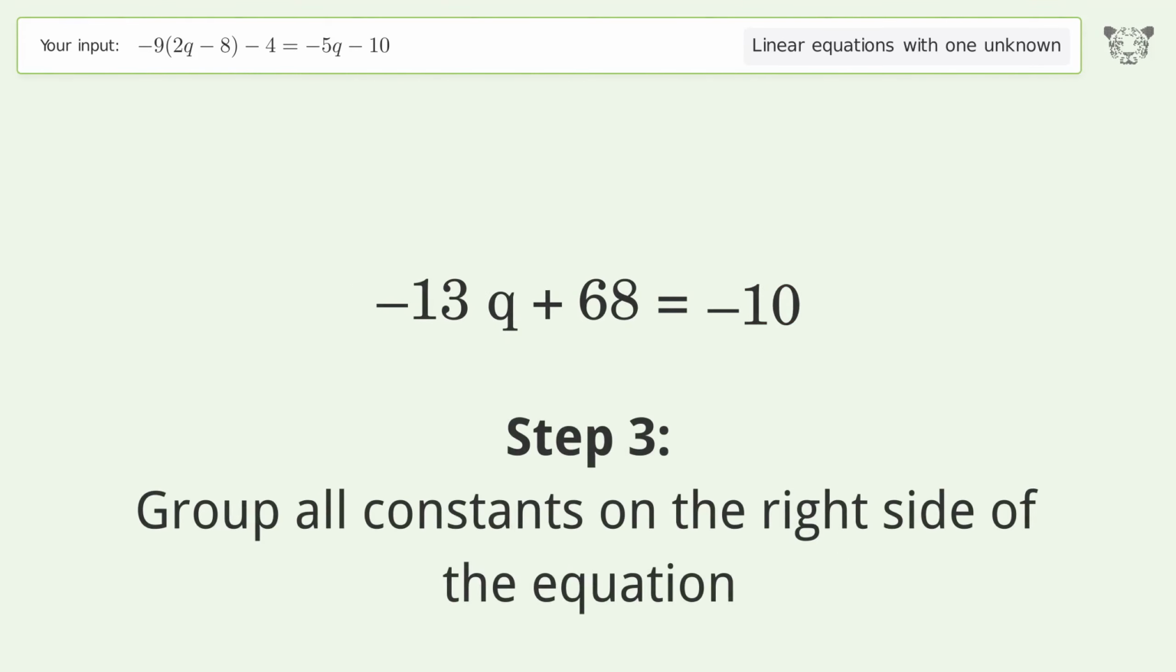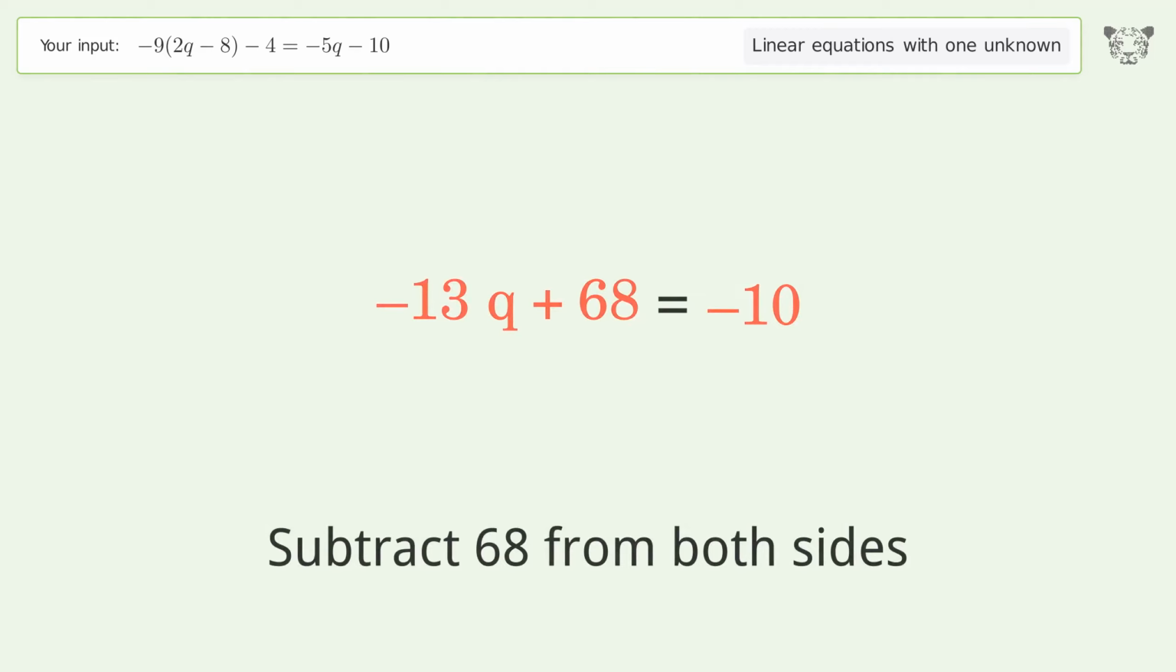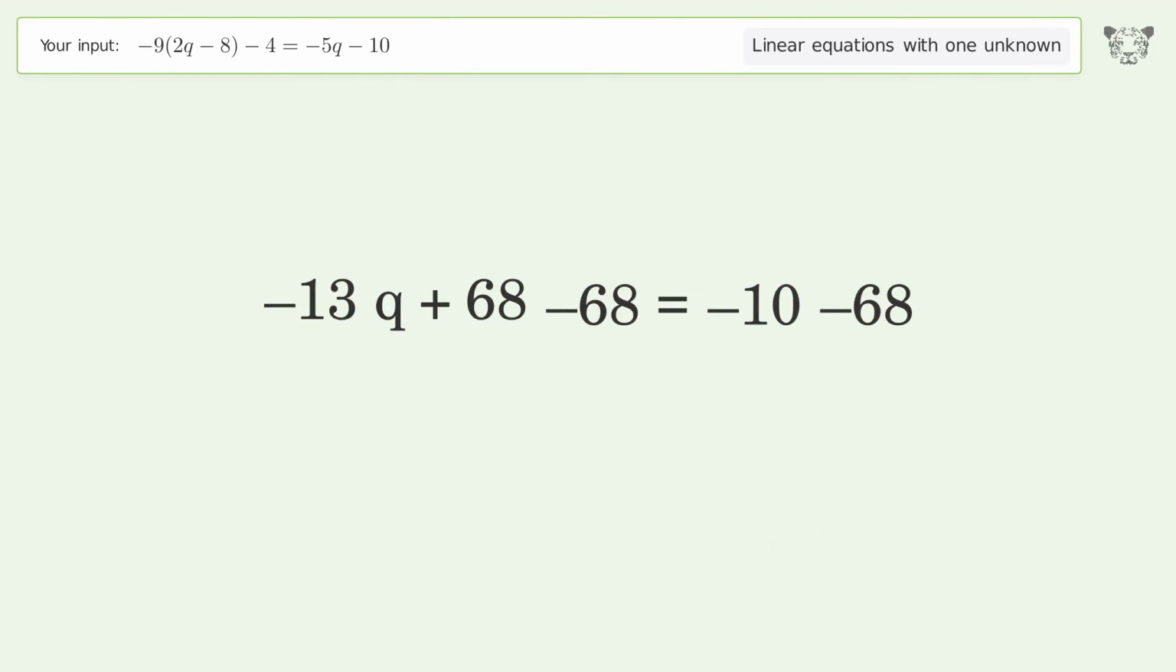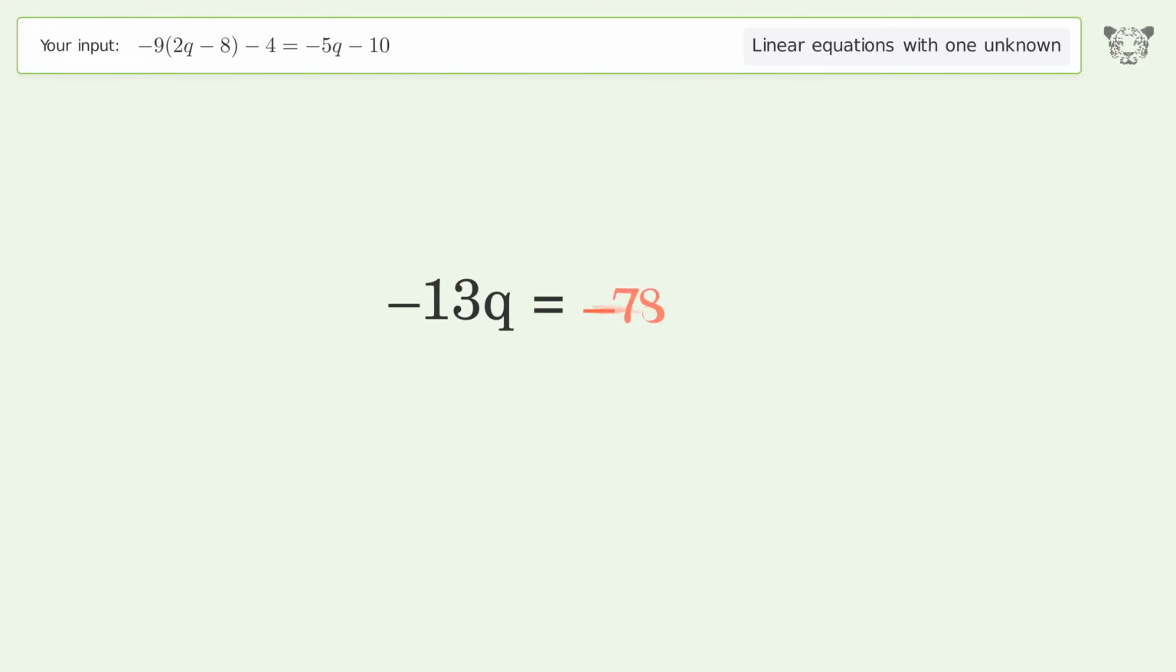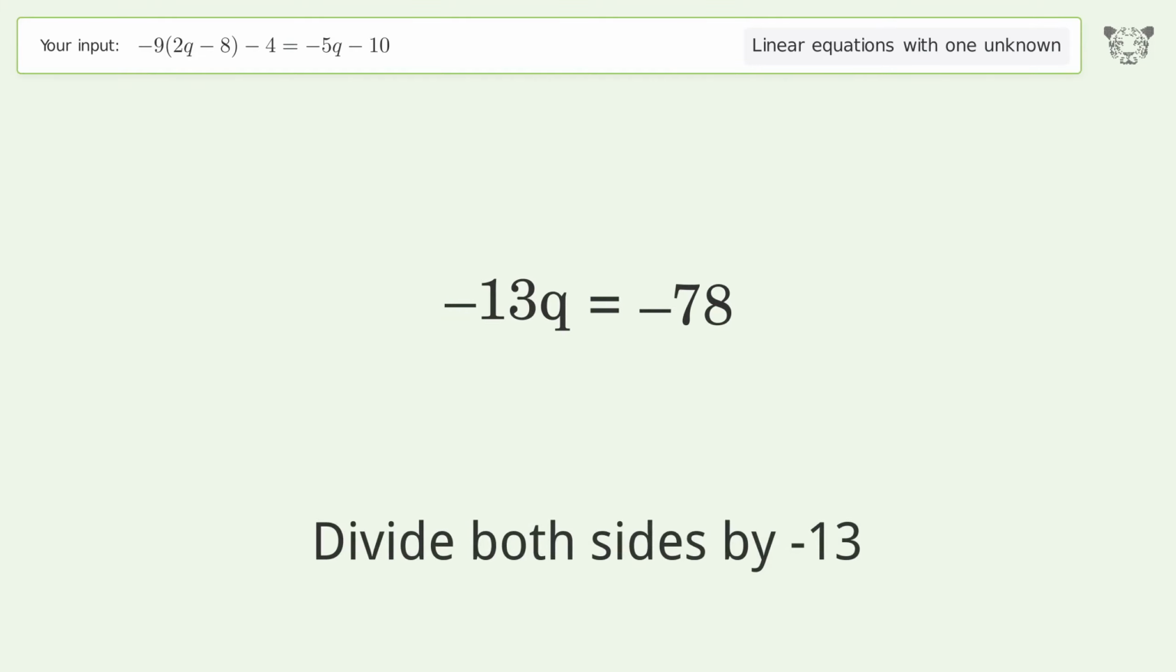Group all constants on the right side of the equation. Subtract 68 from both sides. Simplify the arithmetic. Isolate the q. Divide both sides by -13.